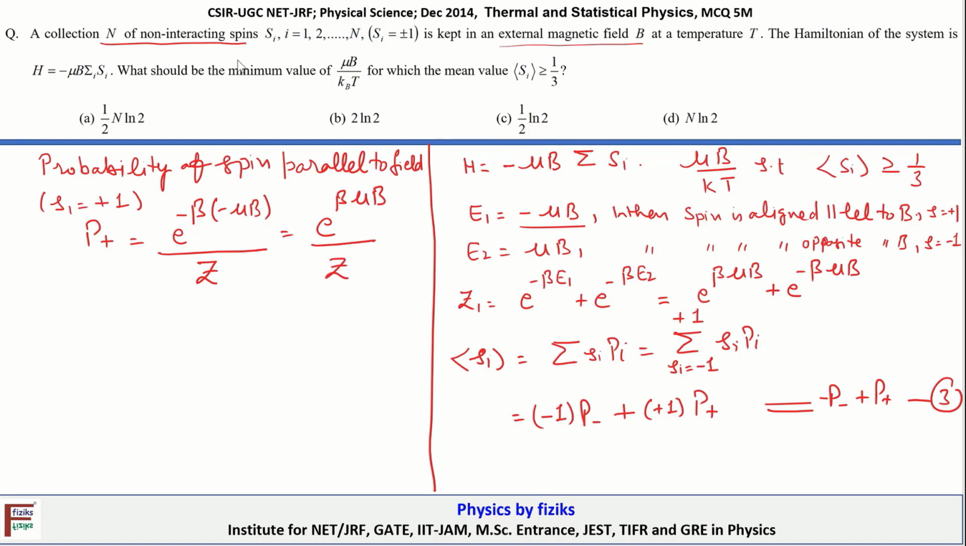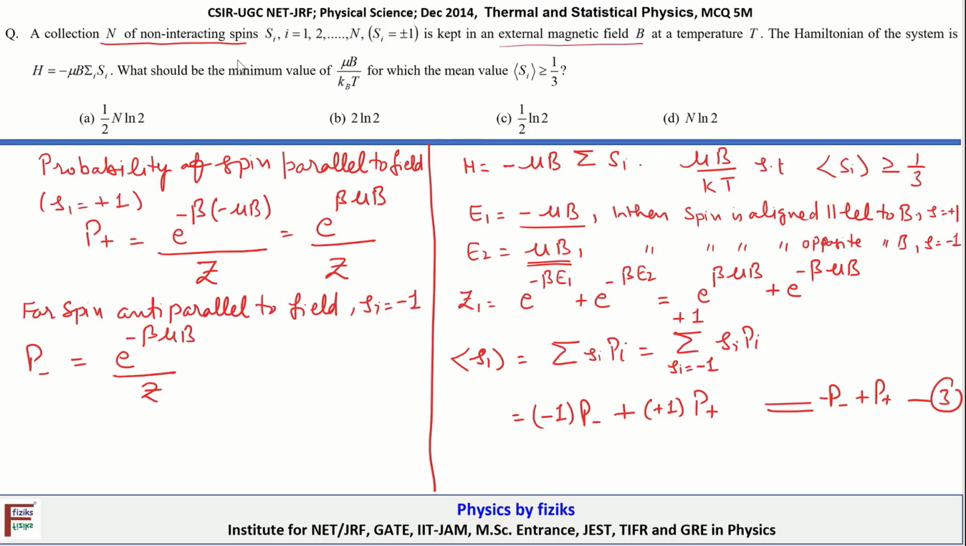Similarly, for the second case, when the spin is aligned anti-parallel to the field, that means when Si is equal to -1, we get P negative, which is equal to exponential. Now we make use of this energy E2: exponential minus beta mu b upon Z. So that's the probability.